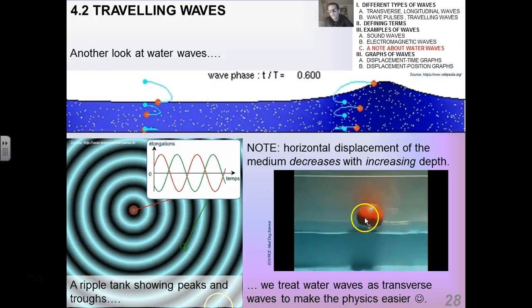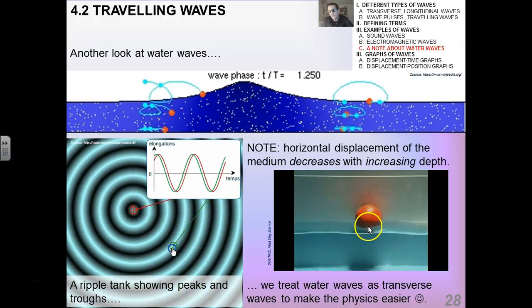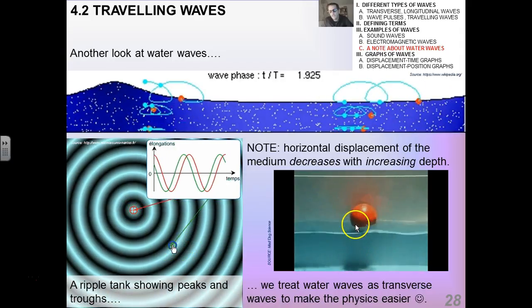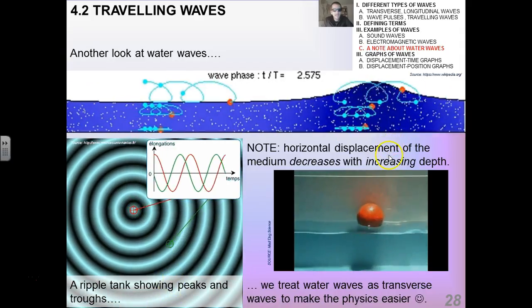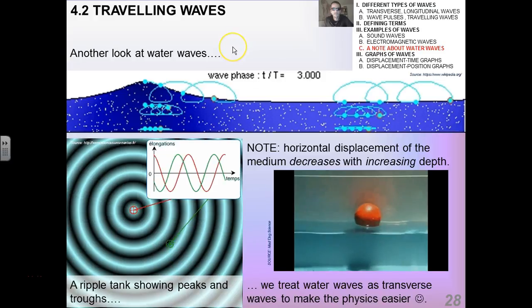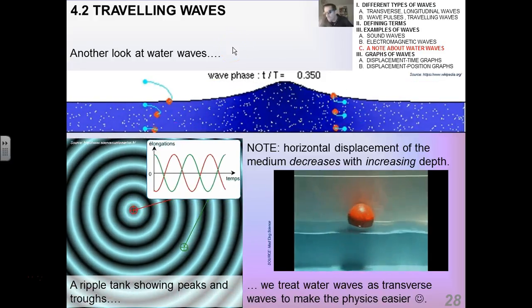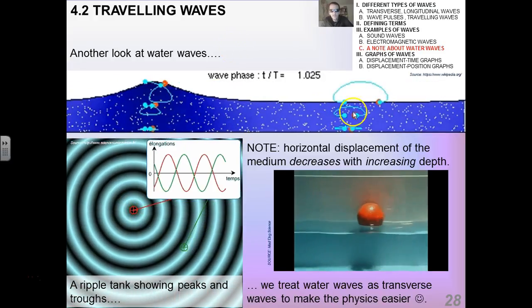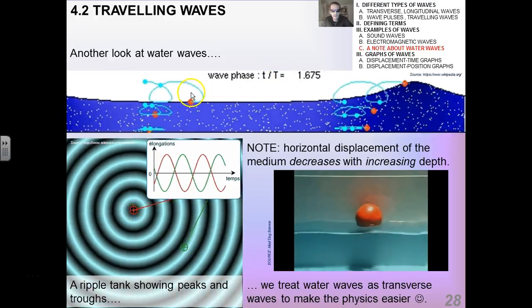So, you know, this ping pong ball resting on the surface of the water, we treat it as going vertically up and down, but we know from experience that things floating on the surface of water with waves going through them actually move slightly horizontally. Well, this is the reason why. You should be aware of that, okay?